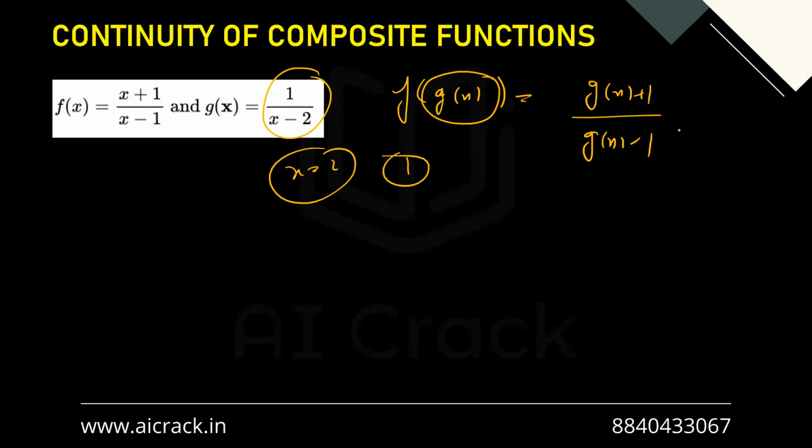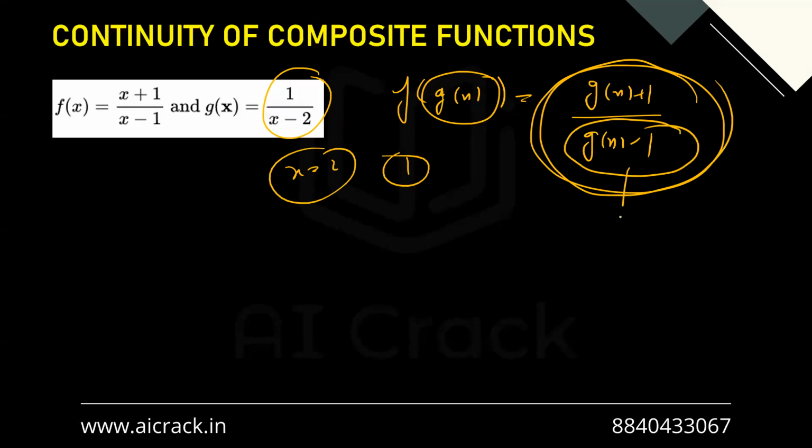Now the second point is, this is our composite function, and this is also a rational function because we are using two rational functions over here. Ultimately, we are going to get a rational function, right? In that case, this denominator should not be 0 for this function to be continuous. So we have to check all the points where this denominator is 0, so that we get the points of discontinuity.